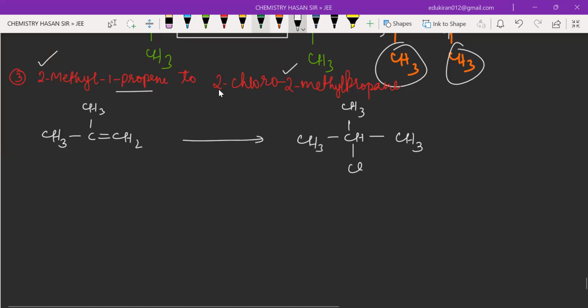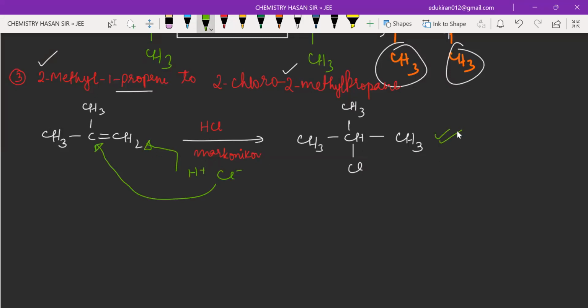Now what you need to do, very simple. You can use HCl, Markovnikov. You know that Markovnikov says what? HCl has two parts, H plus and Cl minus. The negative part will go to that carbon which has lesser number of hydrogen. And so in this way you can easily prepare. Isn't it easy?